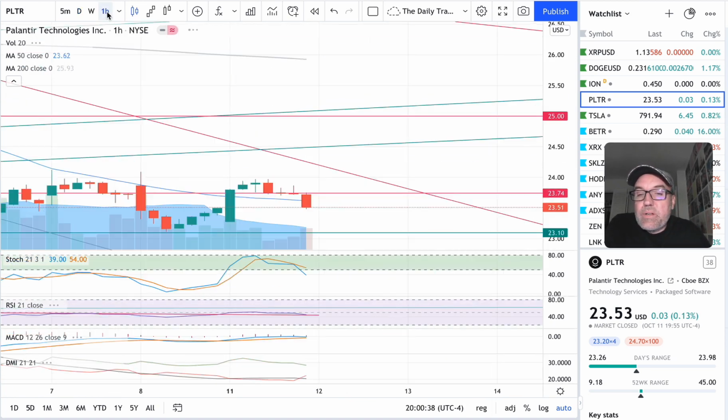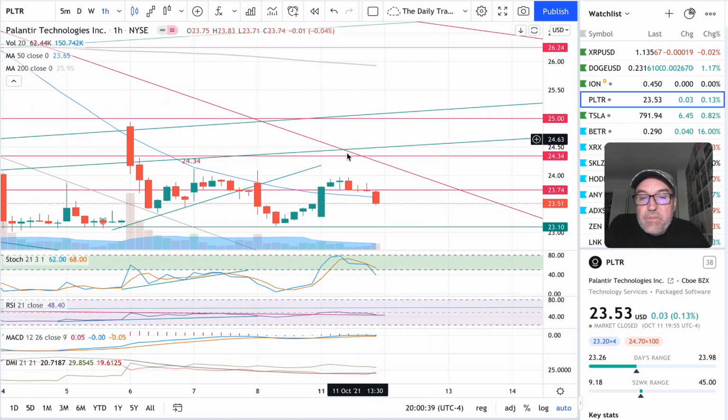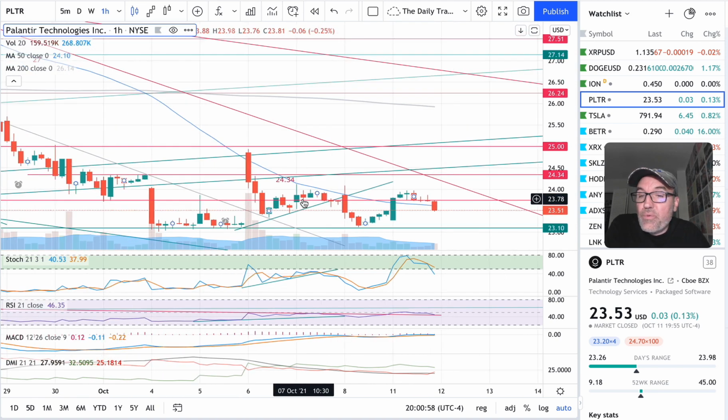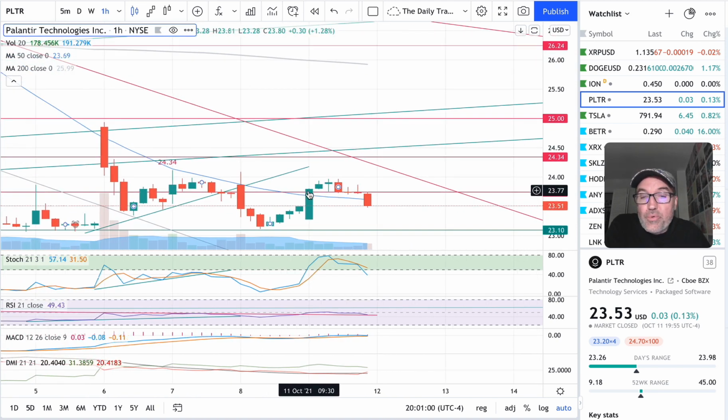Let's go see the 1 hour chart to understand what happened. So we had a pretty strong first hour of the day. So we started at 23.28, went up to 23.81. So pretty nice green candle, and we crossed the support at 23.74. So things looked like they were picking up good.